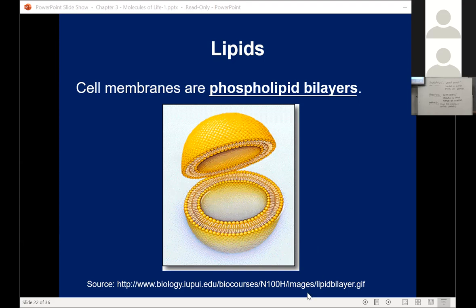Okay. Now the phosphate heads are hydrophilic, right? So they're going to want to be around water. So the phosphate heads are on the outside here, interacting with water, and they're on the inside here, interacting with the water in the middle of this phospholipid sphere. Okay, so this is a phospholipid bilayer, and cell membranes are composed primarily of phospholipid bilayers.